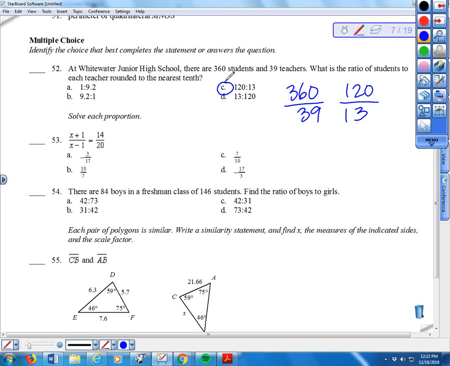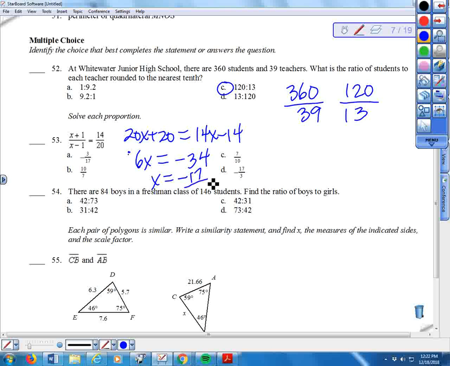Solve each proportion. How do I solve proportions? Cross multiply. Making sure I distribute to both terms. So this is 20x plus 20 equals 14x minus 14. Subtract, and divide. So it's negative, what, 17 over 3?